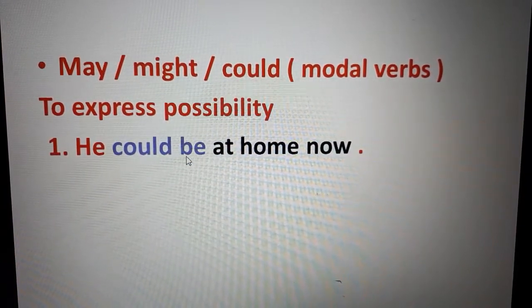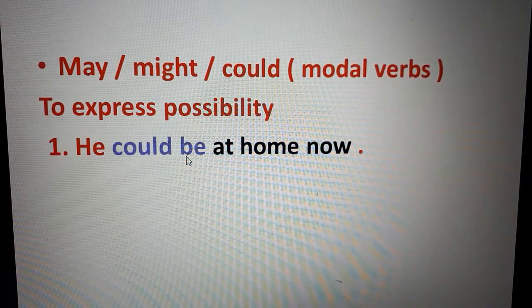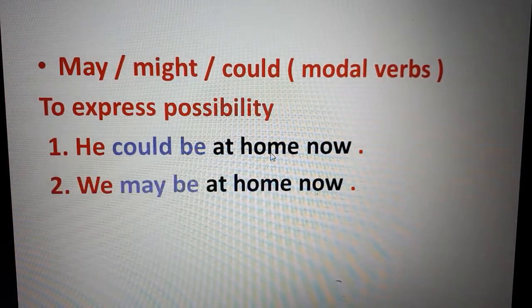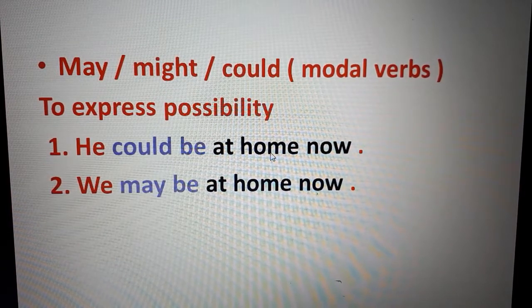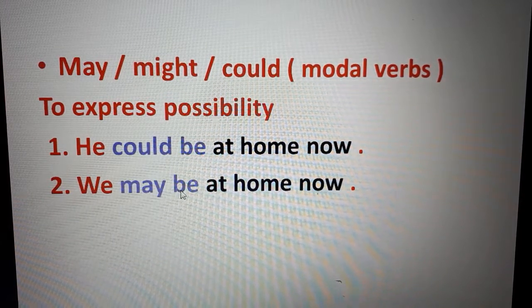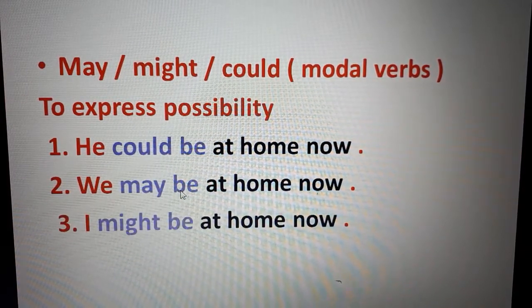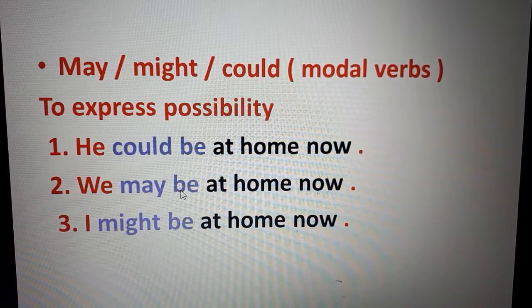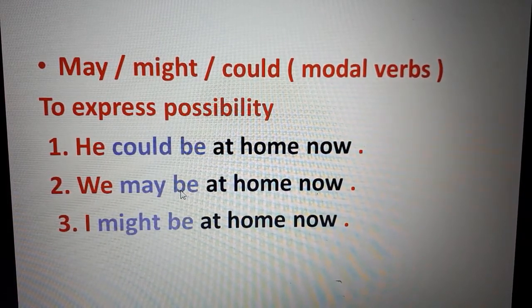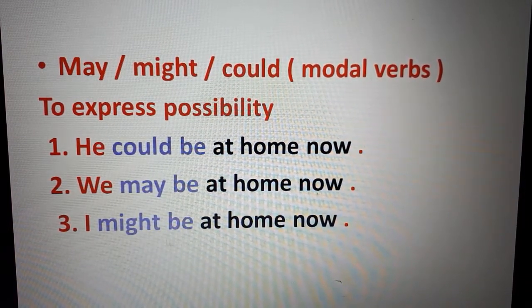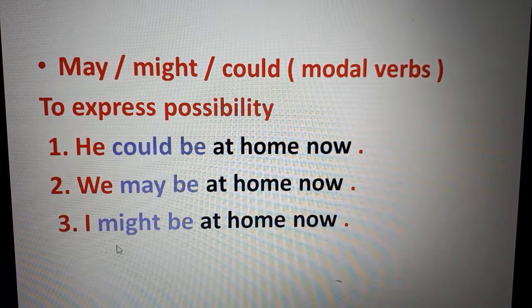he could be at home, it means maybe he is at home. So could gives me the meaning that he might be at home. Sentence number 2, we may be at home. Also we are saying there is a possibility that we are at home. Number 3, I might be at home. Also it means perhaps or maybe. Now look carefully at these modal verbs. Now what we want to learn from these three modal verbs.